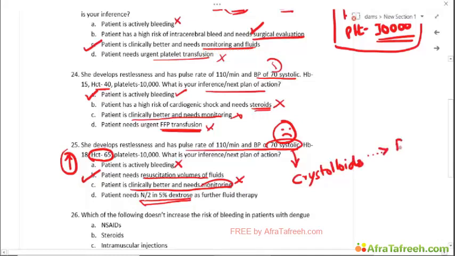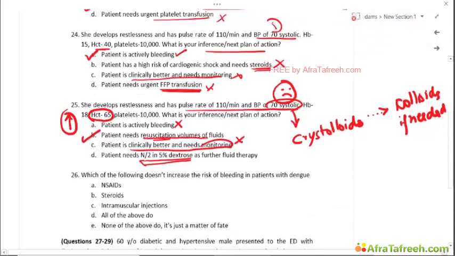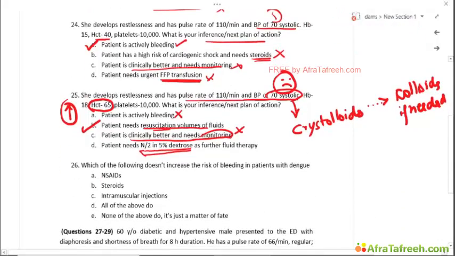And followed by colloids if needed in dengue. Okay? So the right answer would be resuscitation. Which of the following does not increase the risk of bleeding? NSAIDs increase it, steroids do increase it, intramuscular injections do. So all of the above is the right answer.